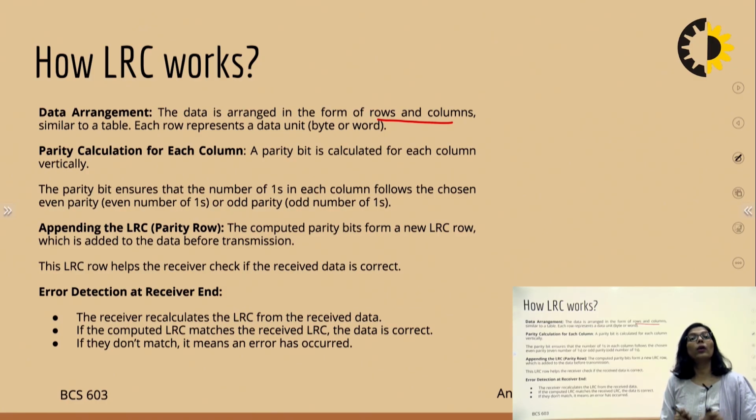Then I am calculating the parity of each column. And at the end, in the last row, I will have my parity row, which is now appended with the data. Now here at the end of the receiving side, the receiver recalculates the LRC from the received data. So if the computed LRC matches the received LRC, the data is correct. If they don't match, it means an error has occurred.